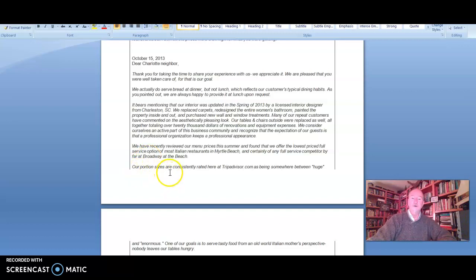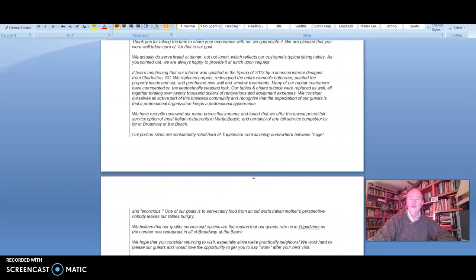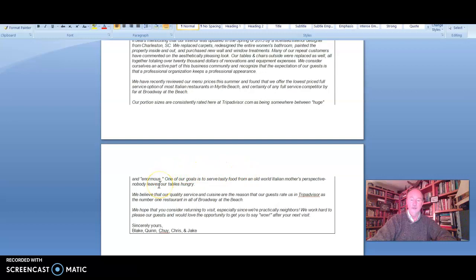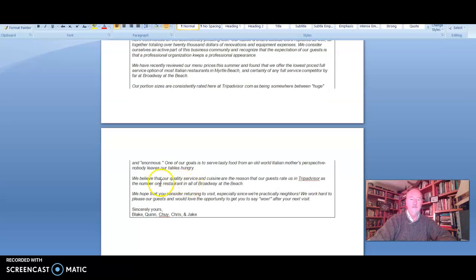Our portion sizes are consistently rated here at TripAdvisor as being somewhere between huge and enormous. One of our goals is to serve tasty food from an old Italian mother's perspective. Nobody leaves our kitchen table hungry. We believe that our quality service and cuisine are the reason that our guests rate us in TripAdvisor as the #1 restaurant in all of Broadway. Notice how I threw in a little promotion?